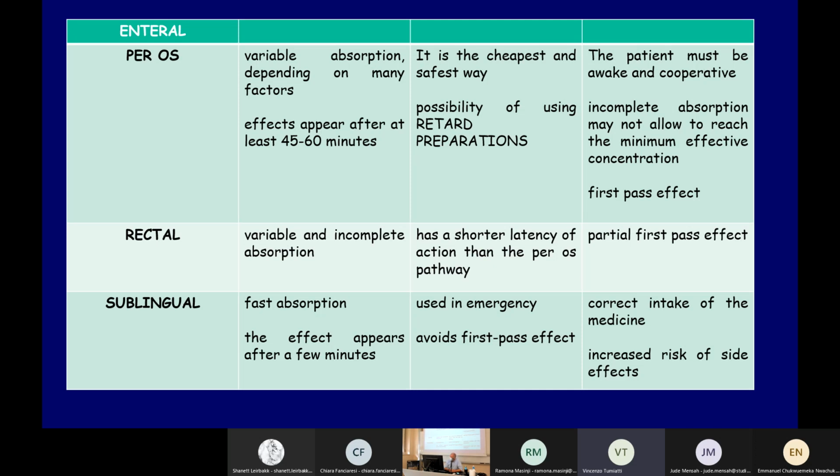For example, if you have a headache, you can put a tablet under the tongue of ibuprofen, anti-inflammatory and anti-pain, painkiller, and then you have an effect after 5 minutes, a very fast effect.